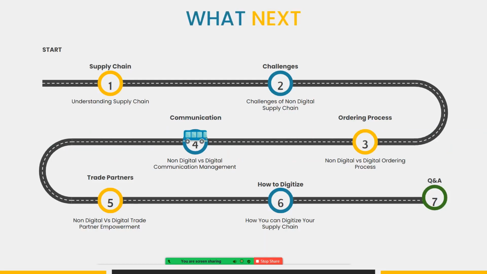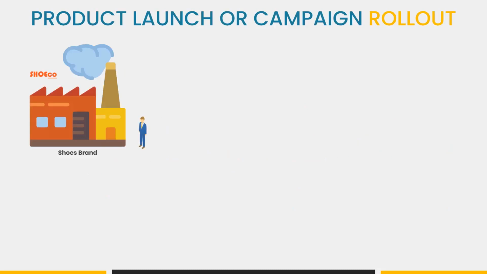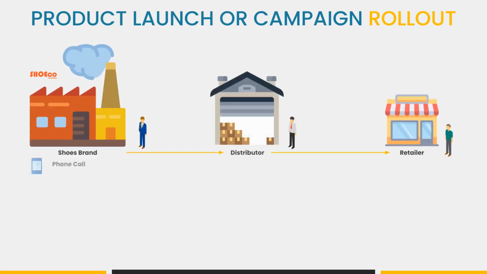Now we have reached the fourth stage of our discussion today, that is communication, and how communication happens in a non-digital ecosystem as compared to a digital ecosystem. That's exactly what we'll be discussing. So, product launch or campaign rollout: how is it done in a non-digital ecosystem? Campaigns or product launches are typically initiated at the brand level. They don't come bottom up, they always go top down.